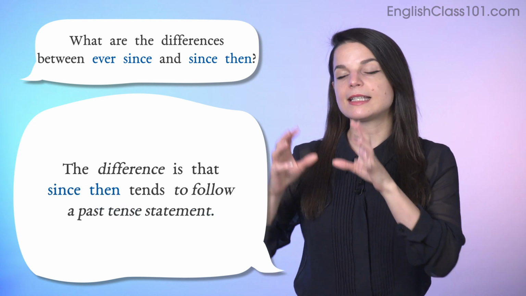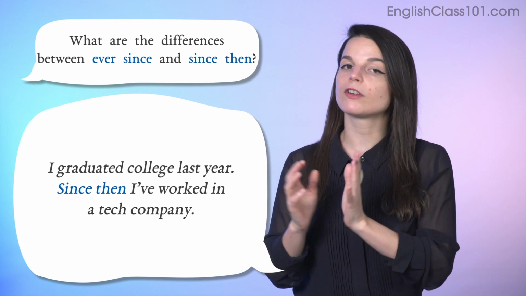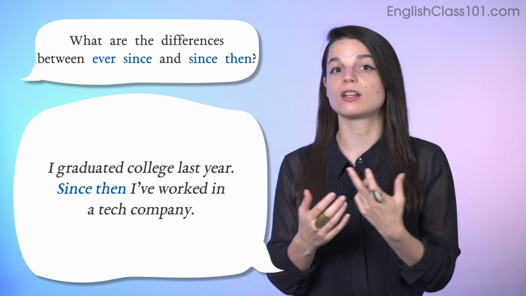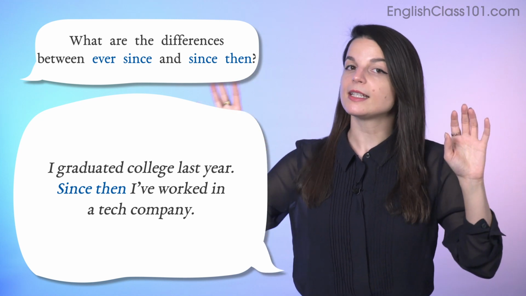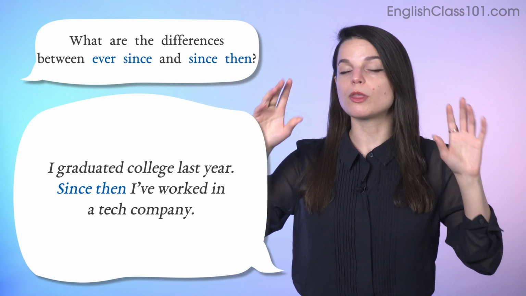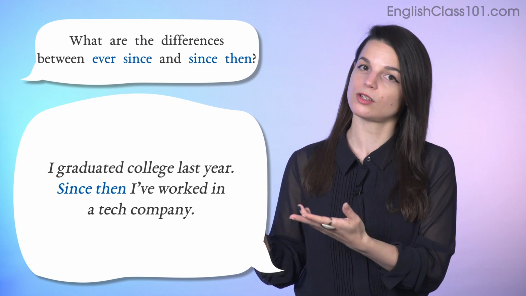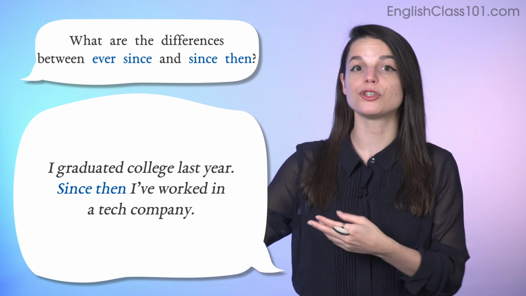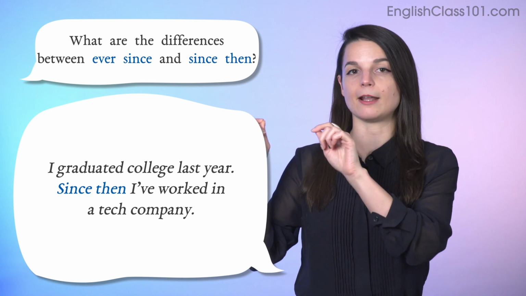The difference is that since then tends to follow a past tense statement. In the first example sentence, it was, I graduated college last year. So we have a simple past tense statement there. Since then refers to the point in time that was described in the previous sentence. So in this case, last year. Since that point in time I referred to in the previous sentence. So this is a common position for since then.